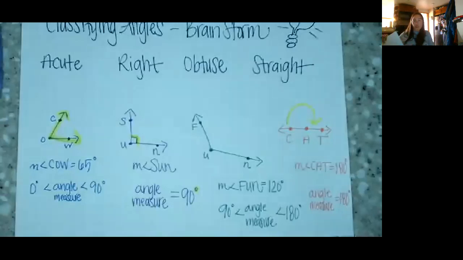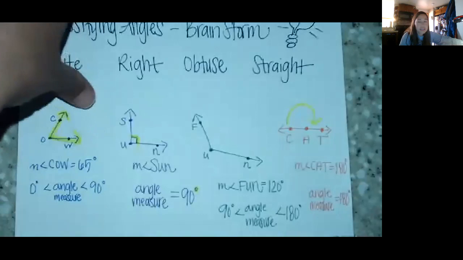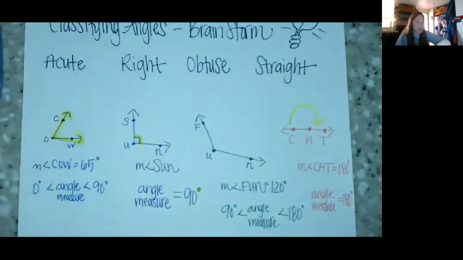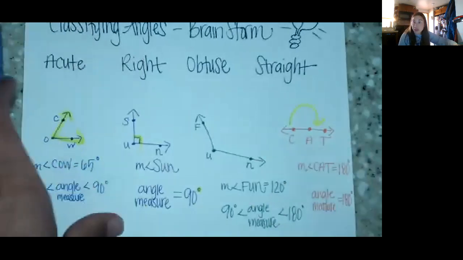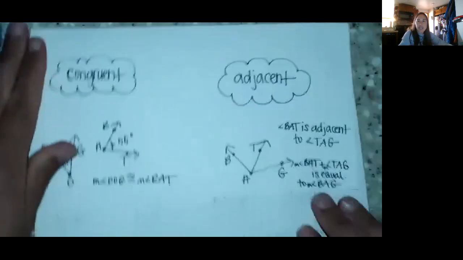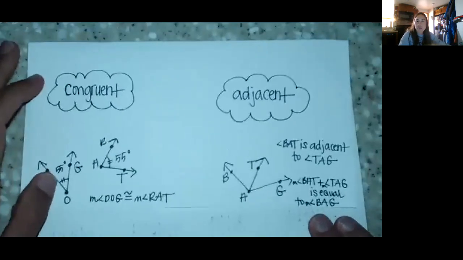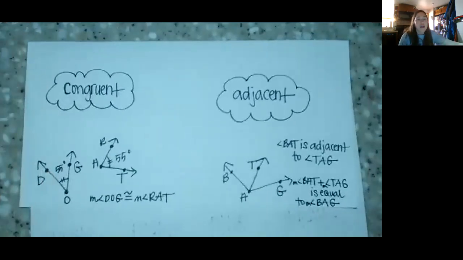All right, so hopefully you had just a second to review those names. Sometimes we might know the names, but we forget the criteria, so hopefully you had a chance to write that down. Let's take a look at the last little bit of vocabulary, and today we're going to do this one together. The last two things that we're going to be writing down today are two vocabulary words that maybe you've heard of before. The two vocabulary words are congruent and adjacent.